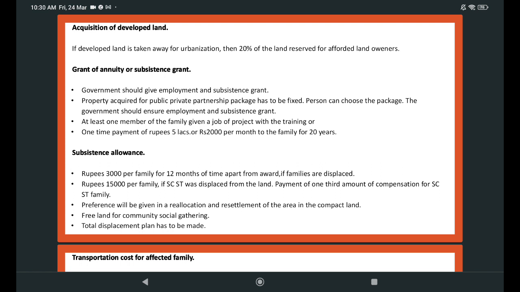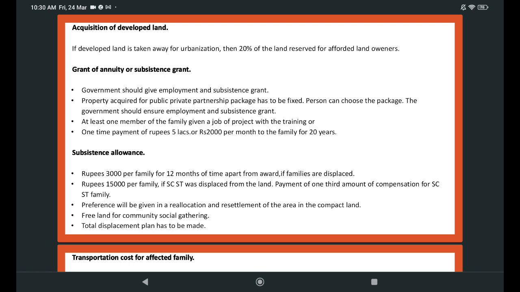Subsistence grant. Property acquired for private public partnership. Package has to be fixed. A person can choose the package. Government should give employment and subsistence grant. One member of the family is given a job with training. One-time payment of rupees 5 lakhs or rupees 2000 per month to the family for 20 years.